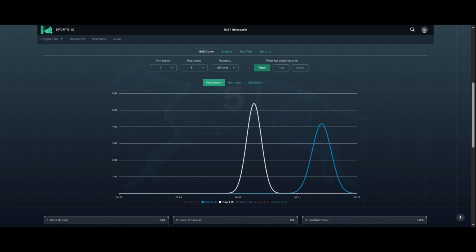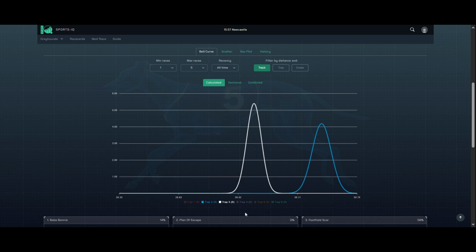Now we know how to use a bell curve to judge a dog's consistency. Let's think more about how we can compare two bell curves to find out which dog may run faster. In this example, trap 3 in white and trap 2 in blue. Now we know the x-axis represents our time, and further to the left are faster times and right is slower.